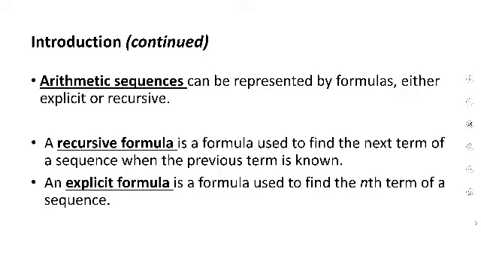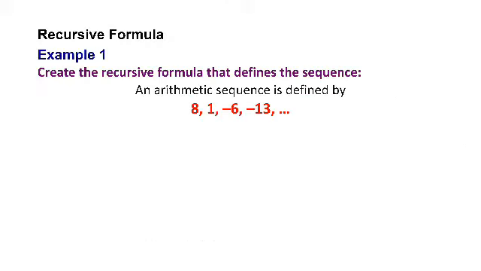Arithmetic sequence can also be represented by formulas. We have two formulas for arithmetic sequence: explicit or recursive. We will start first with the recursive formula. A recursive formula is a formula used to find the next term of a sequence when the previous term is known. And an explicit formula is used to find the nth term of a sequence. So whatever term you would like to identify, the explicit formula can be used. So let's start with using the recursive formula.